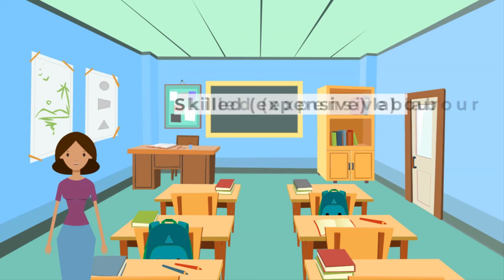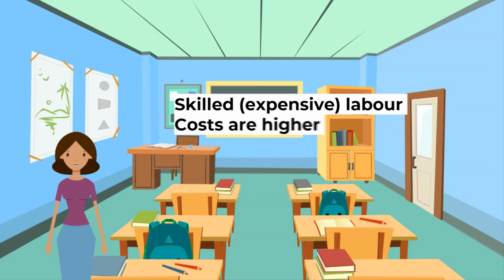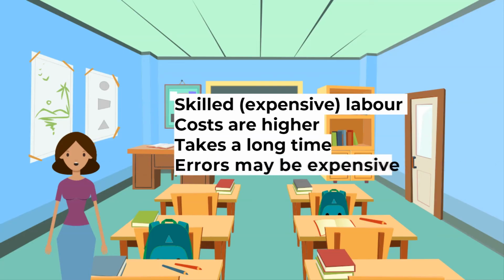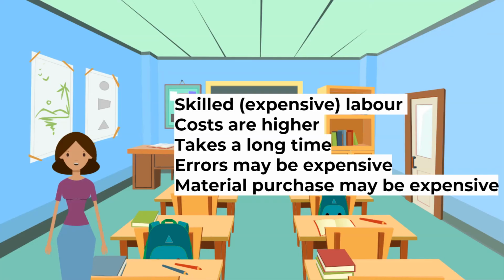Disadvantages. Skilled labor will often be required, which is expensive. Costs are higher for job production firms because they are usually labor-intensive. Production often takes a long time. Since they are made to order, any errors may be expensive to fix. Materials may have to be specially purchased for different orders, which is expensive.